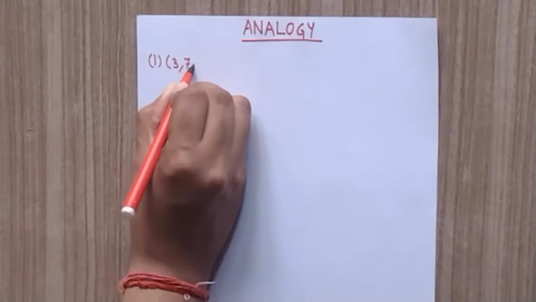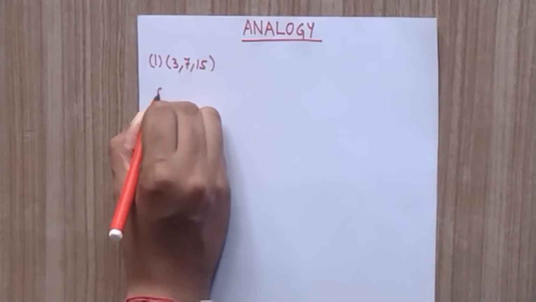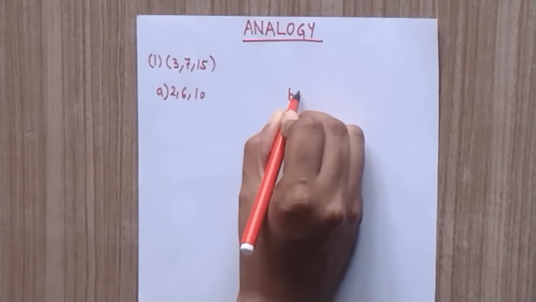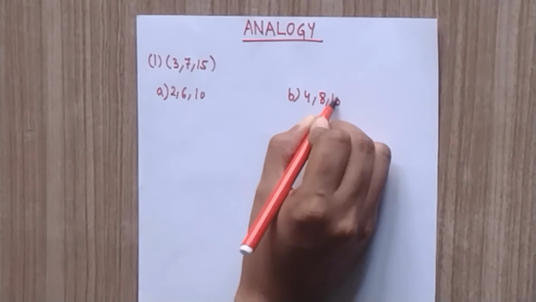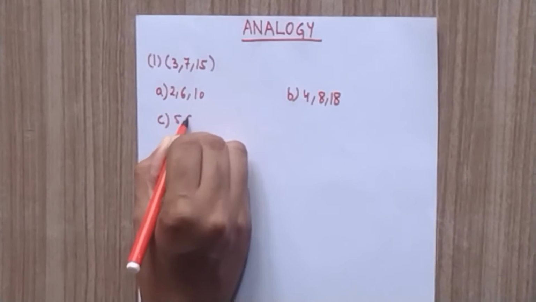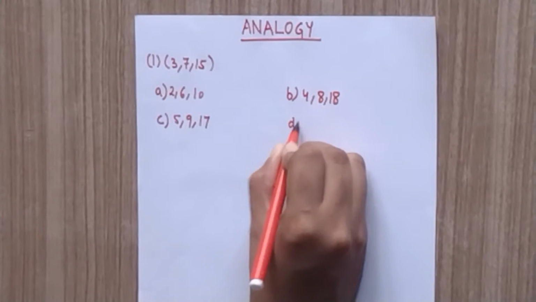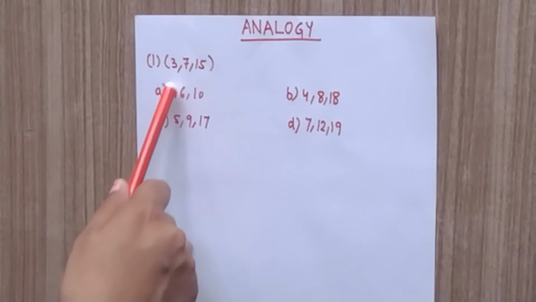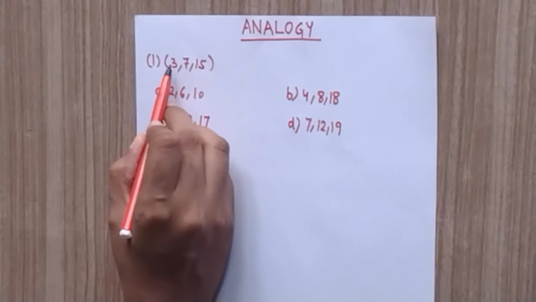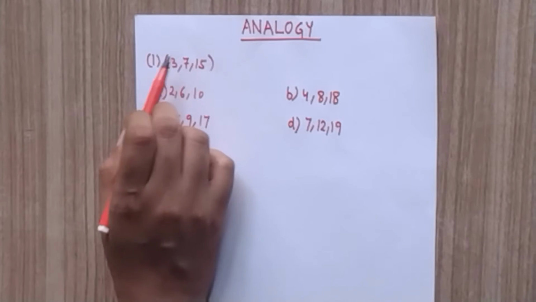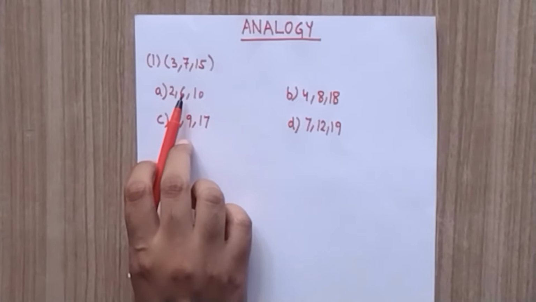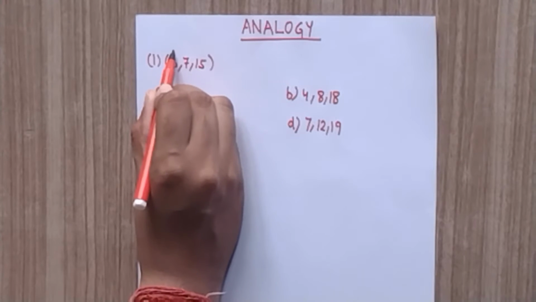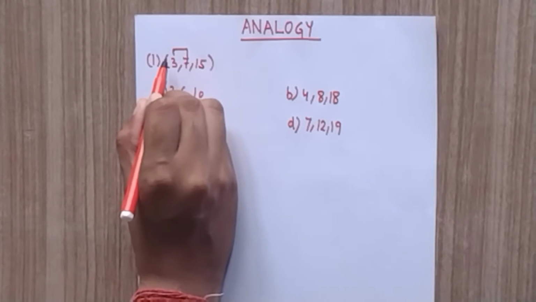The question is 3, 7, 15. And the options are given as A: 2, 6, 10; B: 4, 8, 18; C: 5, 9, 17; and D: 7, 12, 19. First, we try to find the similarity between the given numbers in our question, and if the same similarity exists between numbers in any given option, then that option is our right option. So let's start solving the question one by one.